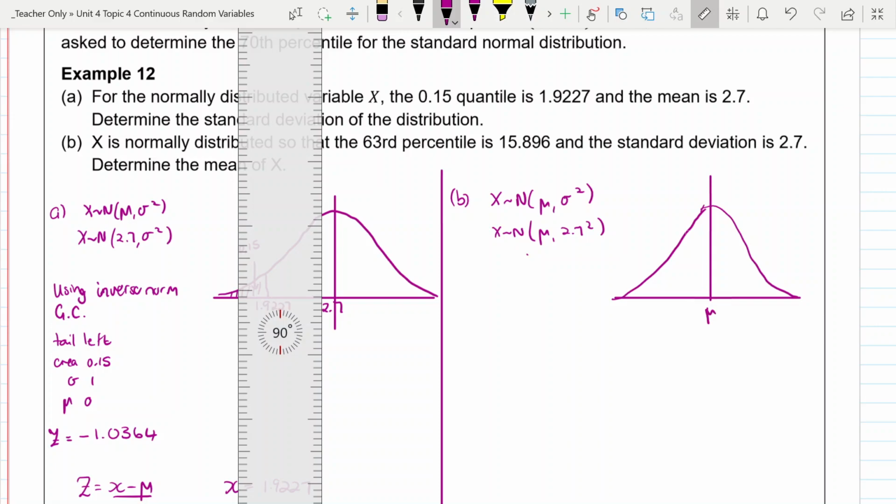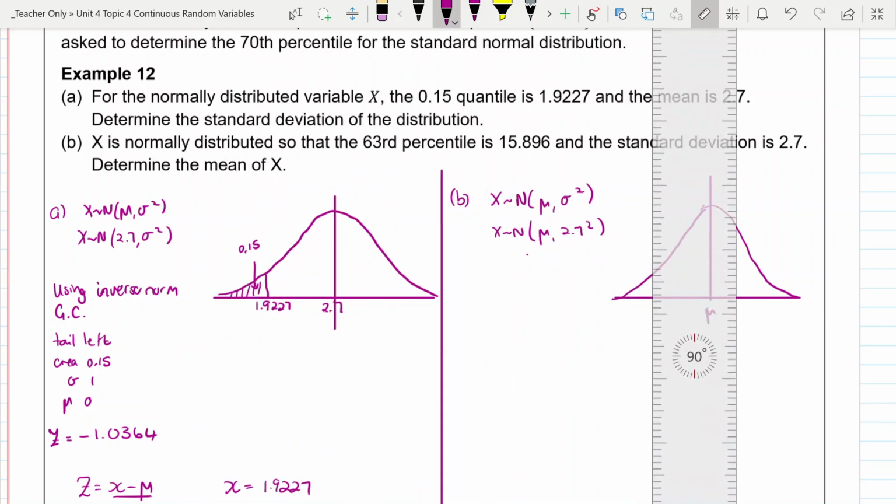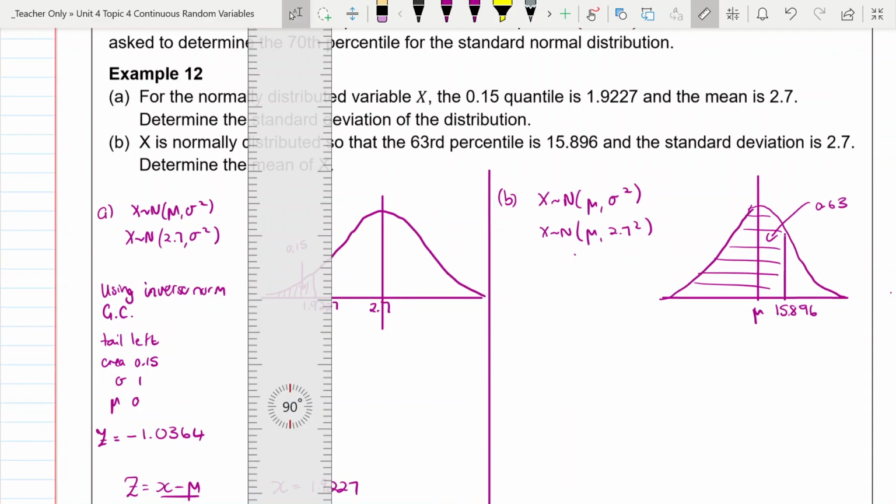So we don't know what our mean is, but what we do know is that the 63rd percentile, so 63% of the area under the curve, falls below 15.896. So we know 63% is more than 50. And so I'm expecting a value above my mean, because half of my data falls below my mean, half above. Okay, and I'm expecting that that area underneath that curve is 0.63.